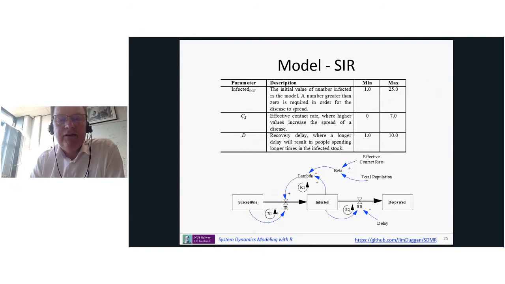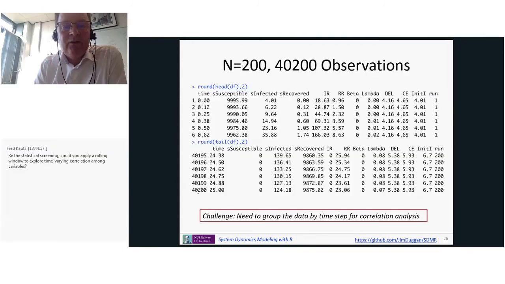So what we have here is, again, going back to the SIR model. Again, we have our min and max values for these, which are similar to the previous example. Our infected goes from 1 to 25, our contact rate goes from 0 to 7, and our delay goes from 1 to 10. We then want to run sensitivity analysis, and then with the data set, we can do our statistical screening.